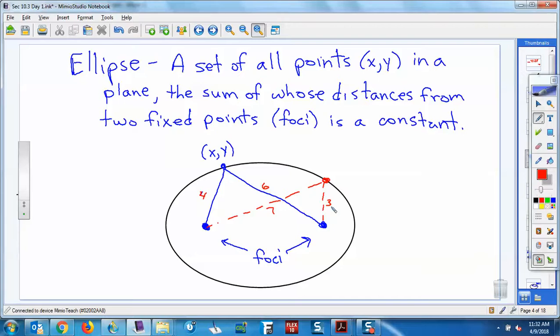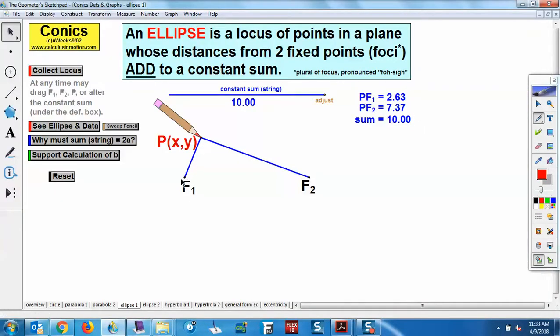In other words, it's a fixed length, okay? A fixed length all the way around. So what you could do is take a piece of string. Now we're going to just do it kind of electronically up here. So let's say this was a piece of string that we have taped down to the board right here at these 2 spots, okay? And then we were going to take and put our pencil in that piece of string. So this blue is like this piece of string that's 10, whatever, inches, let's say.